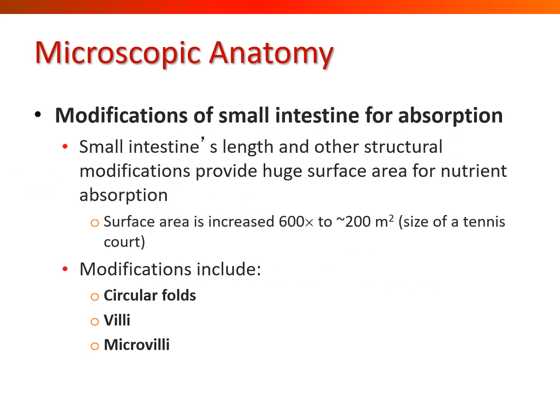Now, the small intestine has some interesting features in it that are designed to make it a super absorbent sponge. And these modifications include circular folds, villi, and microvilli. So let's take a look at these.